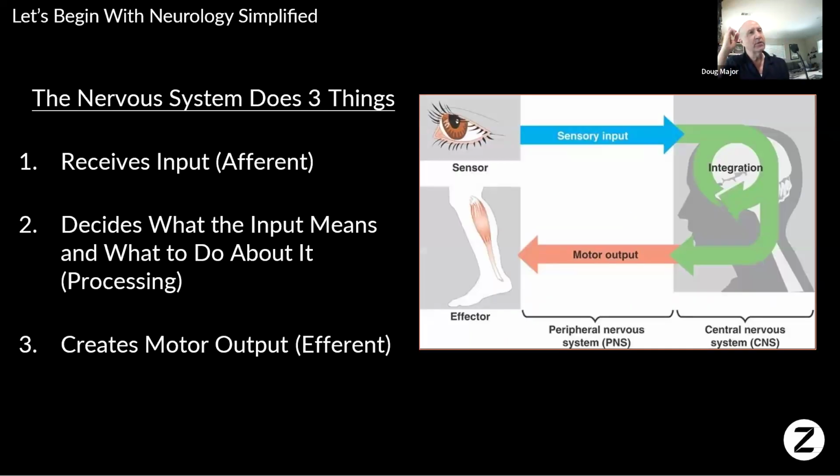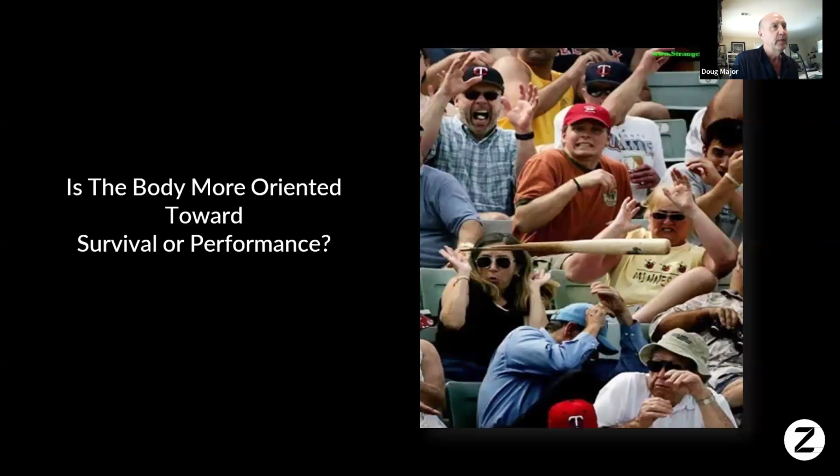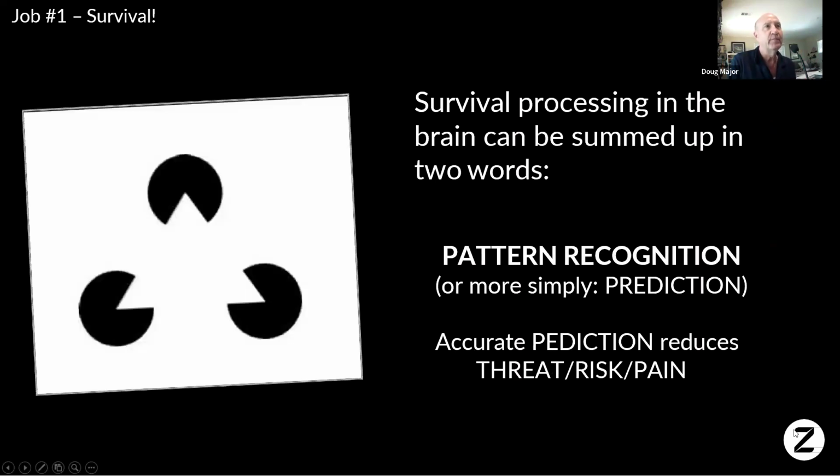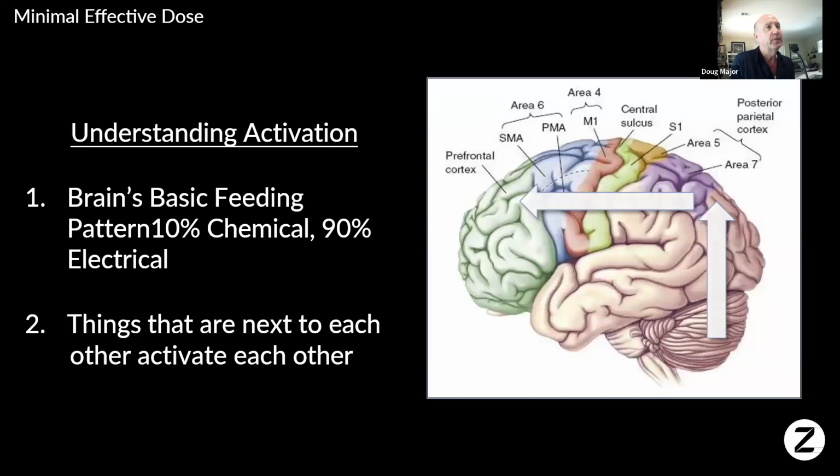And so let's take a big step back. Neurology 101: the nerve does three things. It gets input, decides what to do with the input, and creates an efferent, an output, which is usually motor. And the body is oriented more for survival, not performance. The number one job is to survive. And survival can be summed up in two properties: pattern recognition and prediction. And that's what the cerebellum does. Accurate prediction reduces threat, risk, and of course pain, so we can be more successful. And activation, the brain's feeding pattern.